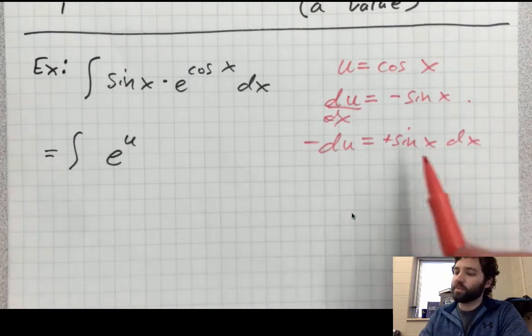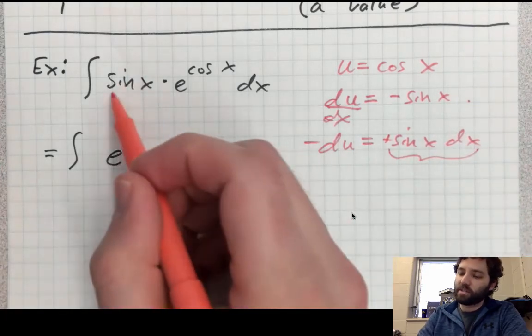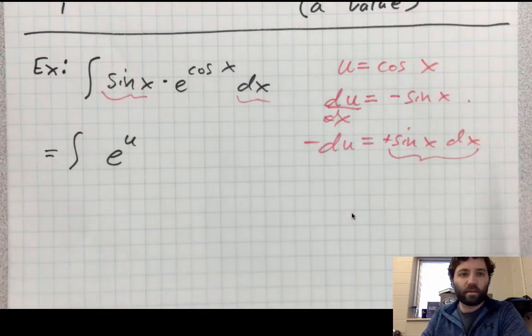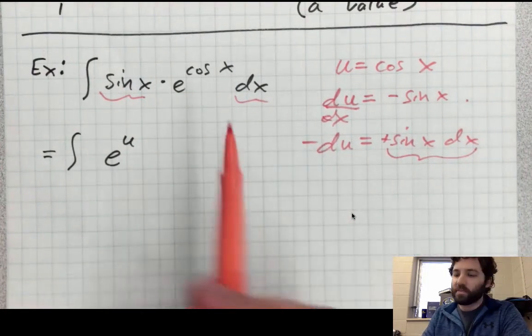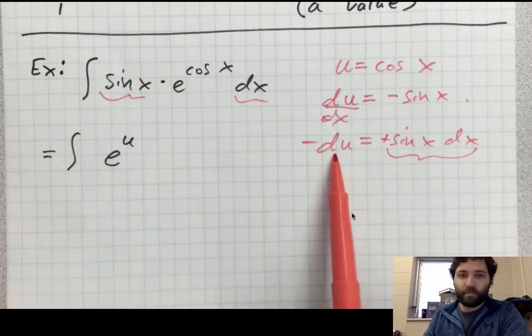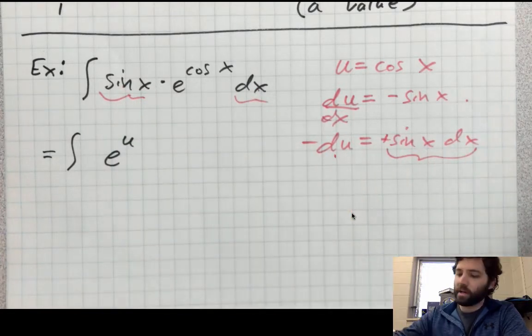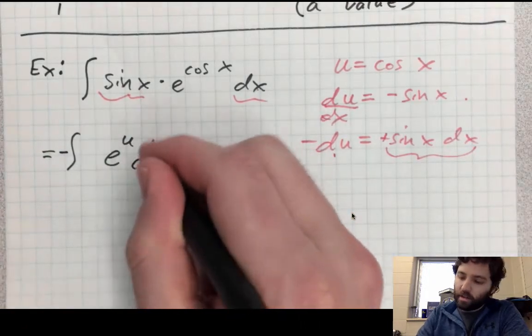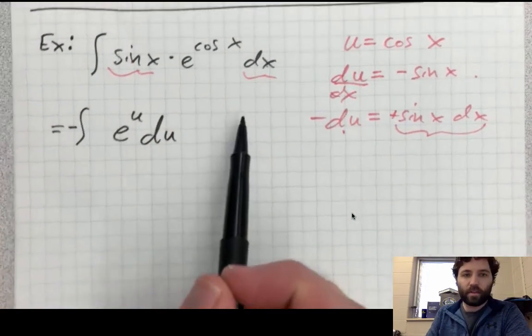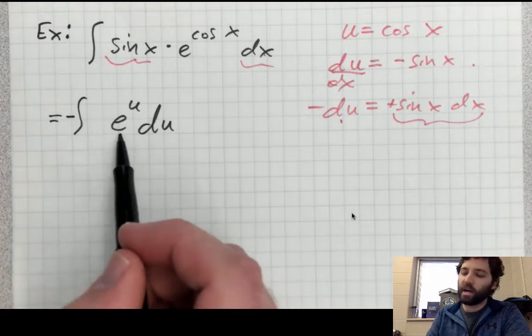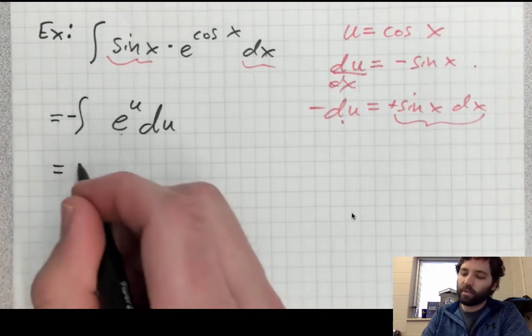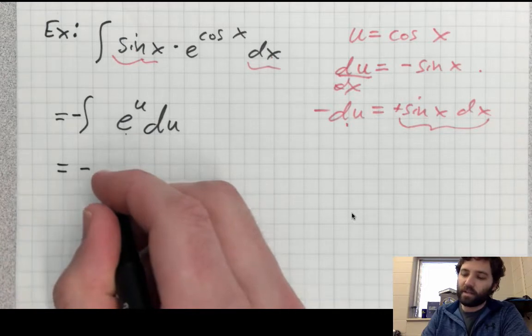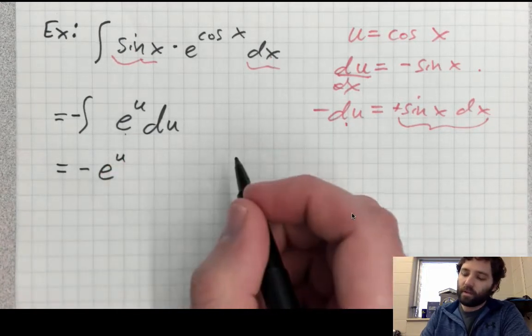This works because sine x dx matches sine x here and dx here. In place of sine x dx, I'm going to put negative du. I'll put the negative out in front of the entire integral, and du here. Now I can antiderive e to the u. Don't forget about the negative. The antiderivative of e to the u is e to the u plus c.